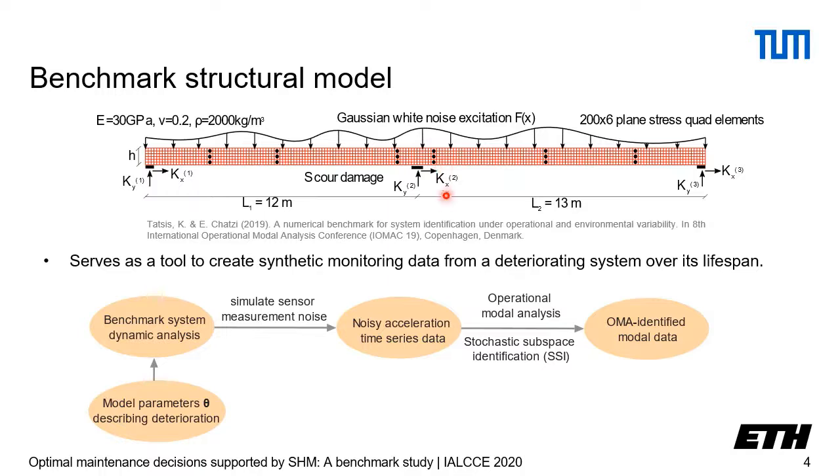This numerical model serves as a tool to create and sample the reference monitoring data from a deteriorating system over its lifespan. We parameterize the finite element model by some stochastic parameters theta, describing a deterioration model. For a given theta and for a realization of the Gaussian white noise excitation, we run a dynamic analysis of the model and we obtain the true acceleration time histories. To simulate a sensor noise, we add a Gaussian white noise error term to the obtained acceleration time series.